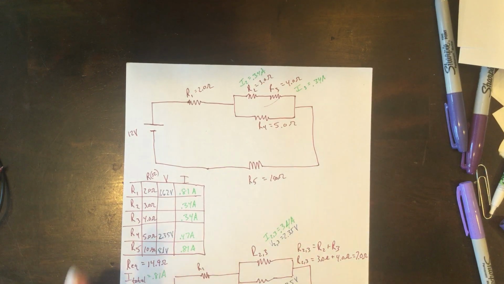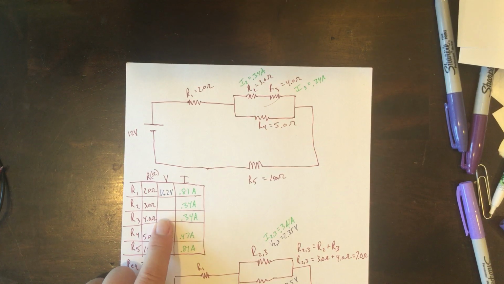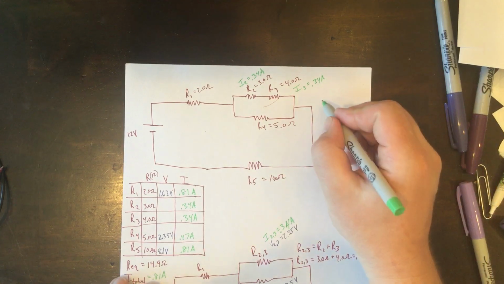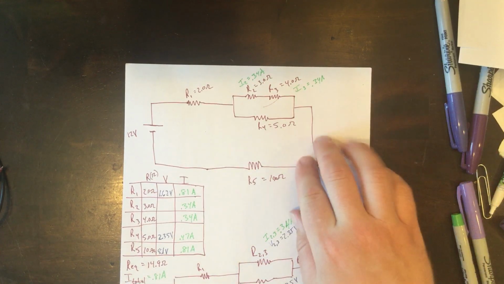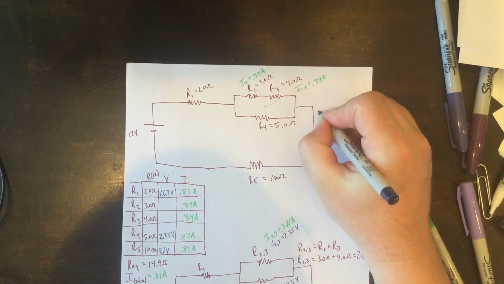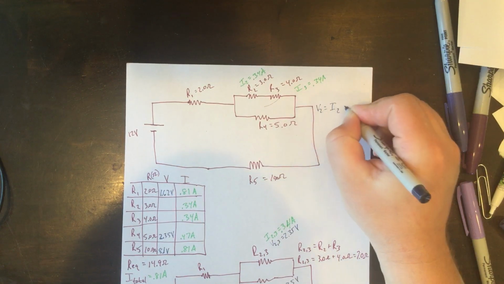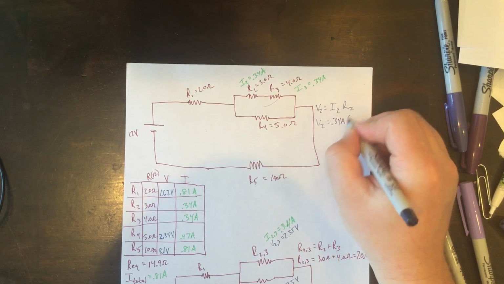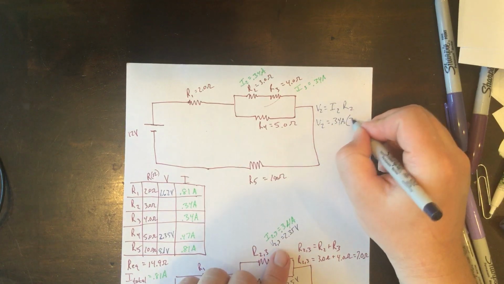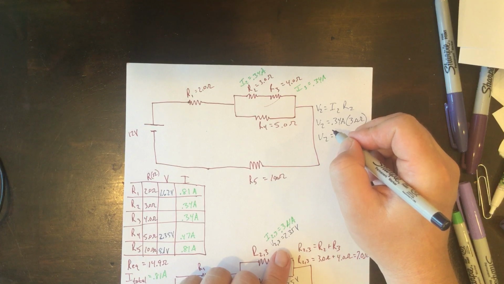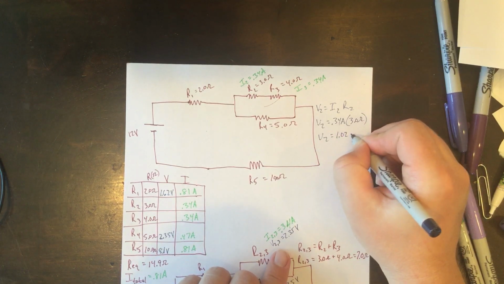All right. Now we have to find the voltage drop for each one. I'm going to draw it right over here. V2 equals I2R2. V2, 0.34 amps times, what's R2? 3.0 ohms. That should be 1.02 volts.